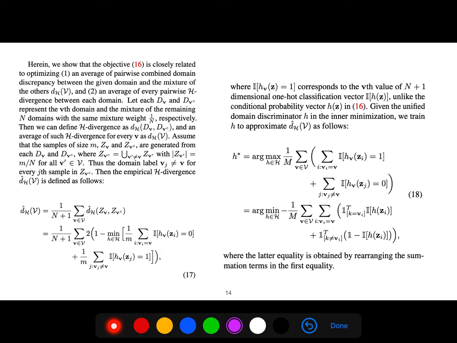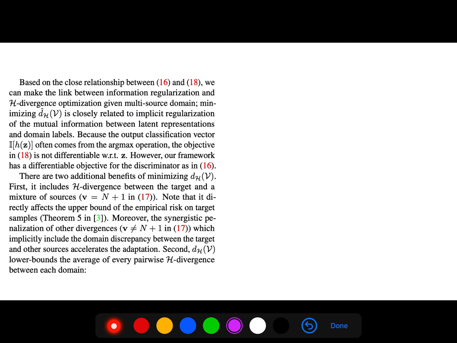So we can define the H divergence between D sub V and D sub V complement, and an average. So assume that the sample of size M has the domain label, then this is the empirical H divergence. So when we say H of V is equal to Z, it means it corresponds to the V-th value of the N plus 1 dimensional one-hot classification vector.